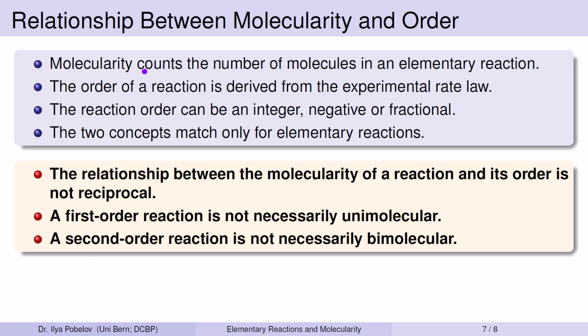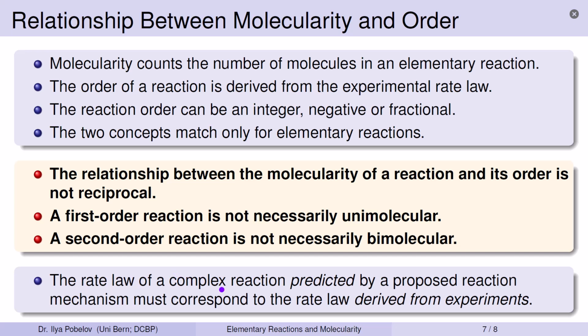Therefore, while elementary reactions allow for straightforward deduction of the rate law from molecularity, complex reactions require careful experimental investigation to uncover the underlying mechanisms. In assessing a proposed reaction mechanism of a complex reaction, it is essential to ensure that the predicted rate law corresponds to the rate law derived from experimental observations.